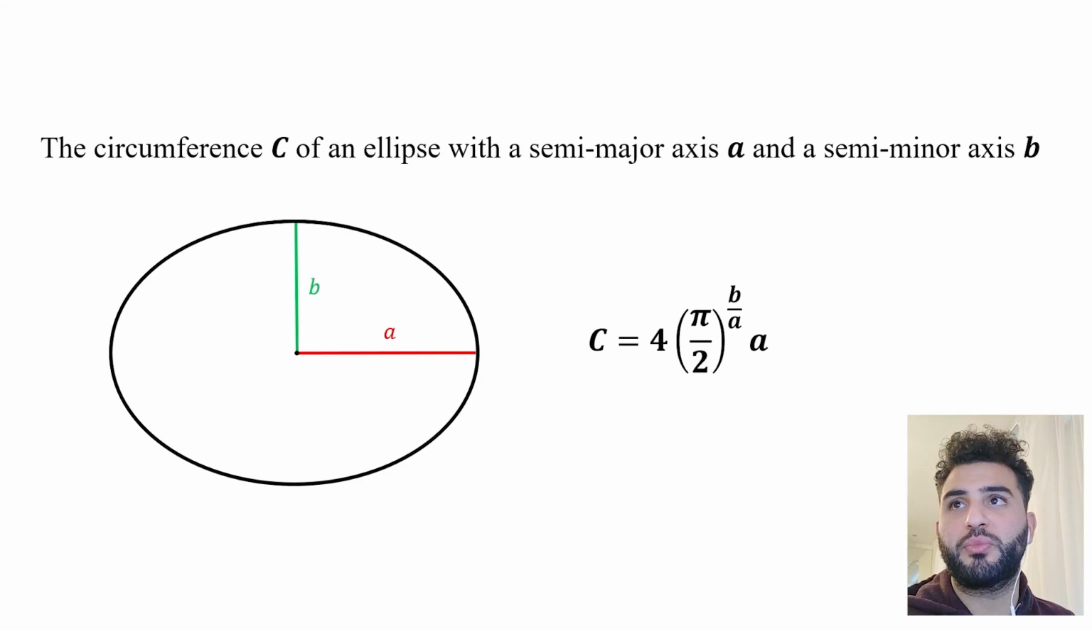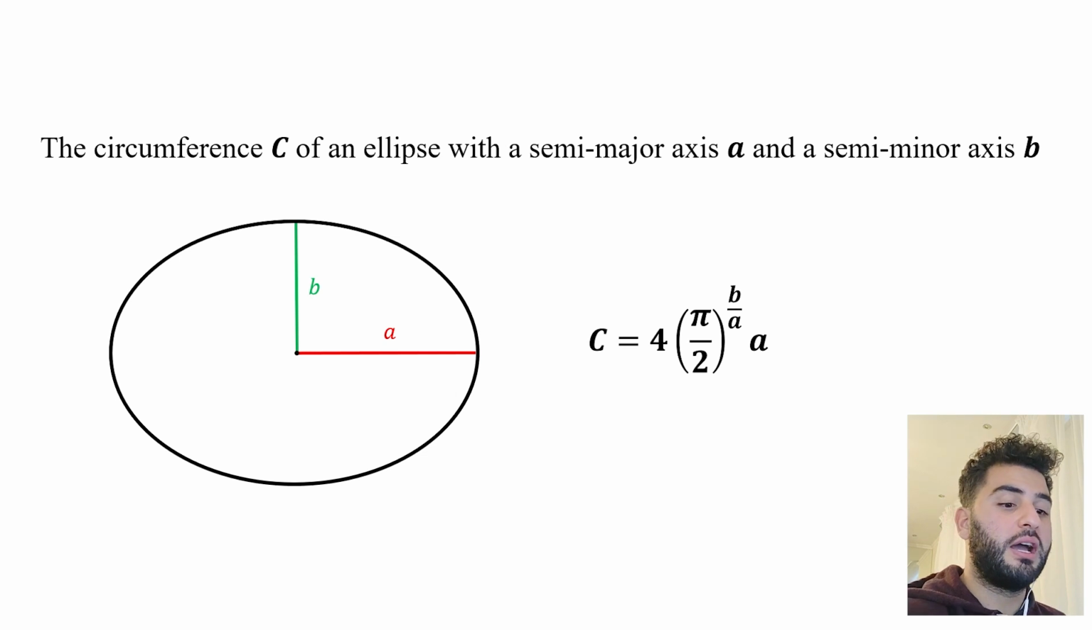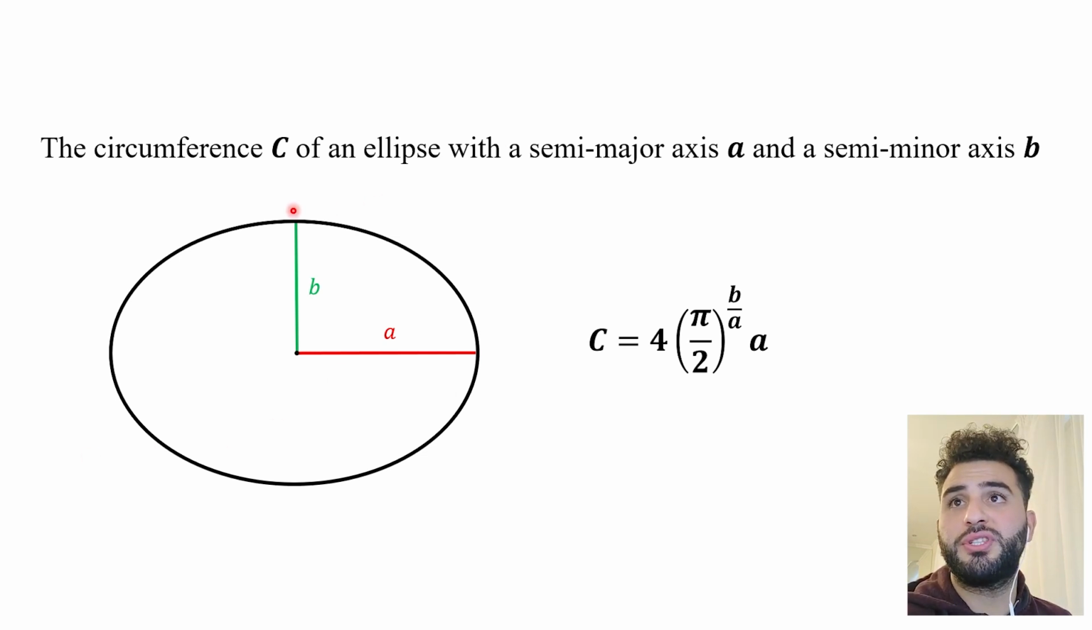So first let's start by reminding the formula. I have stated that the circumference C of an ellipse with a semi-major axis A and a semi-minor axis B is equal to 4 times pi over 2 to the power of B over A times A. And if you want to know how you obtain such a formula, I invite you to watch the video on how to calculate the circumference of an ellipse that I did, in the link above.